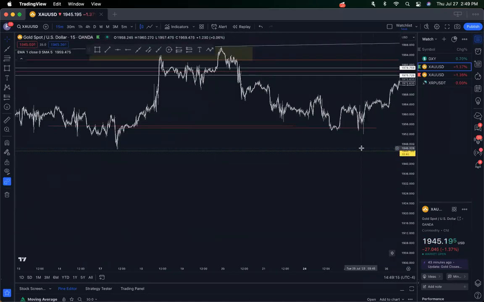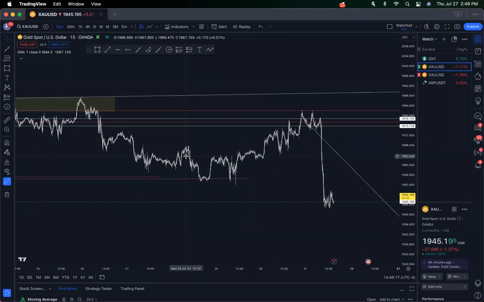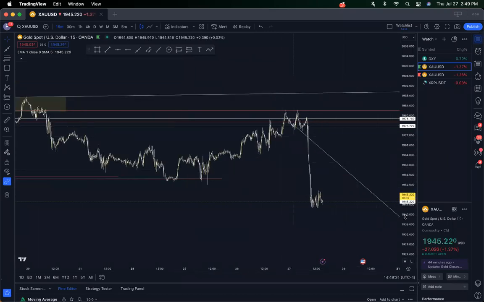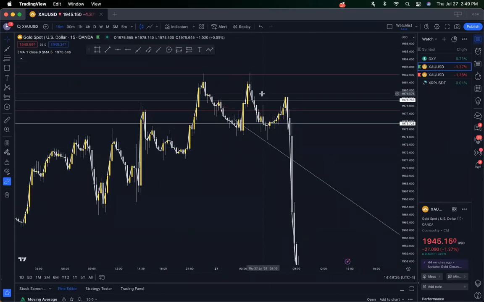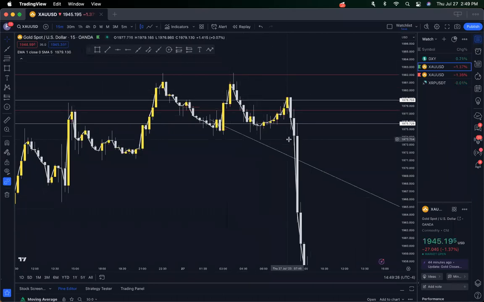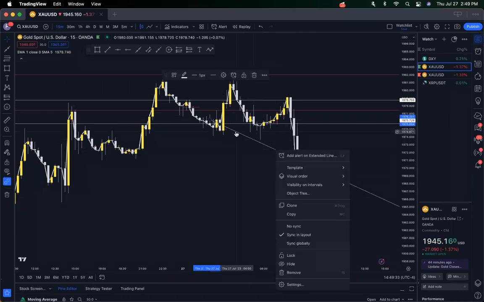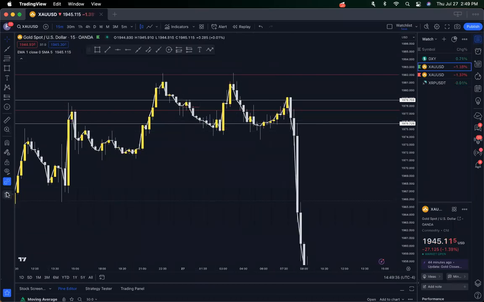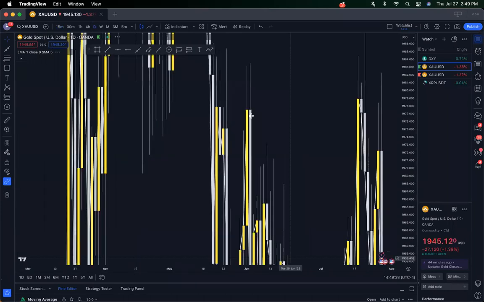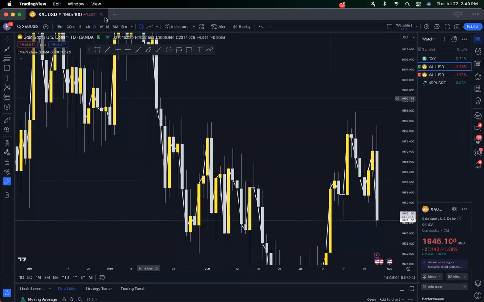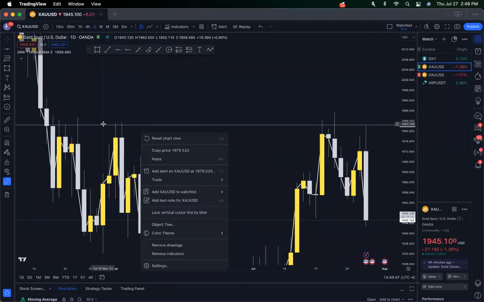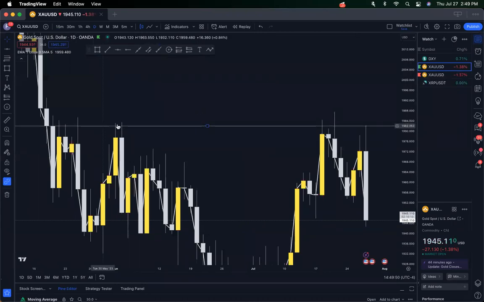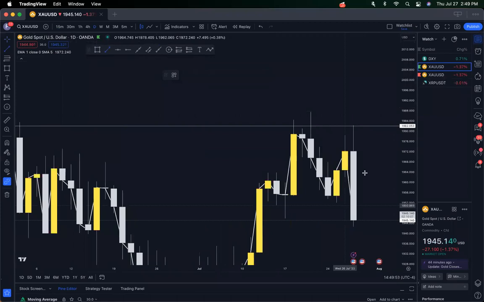Nonetheless, let's go over this one real quick too. And if you missed the top entry, how can you get involved in this movement down? I can show you. So we already determined our level is right here. And we also have this level here.